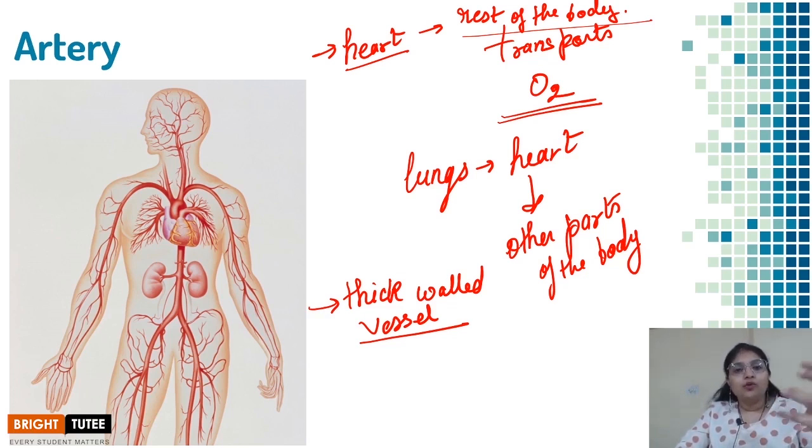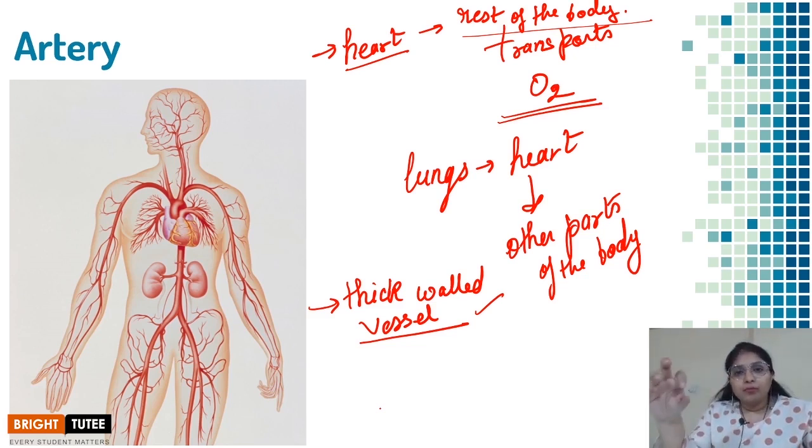That is the reason why, to endure this jerk which is happening because of the pumping of the heart, the artery is thick walled, right? So again, to understand this a little better, if the artery was very thin and the blood was pumped with force into it, the artery might burst, right? Because the artery has a thick wall, it is able to endure the jerk that is happening because of the pumping of the heart, right? This also helps in the forward movement of the blood, right?